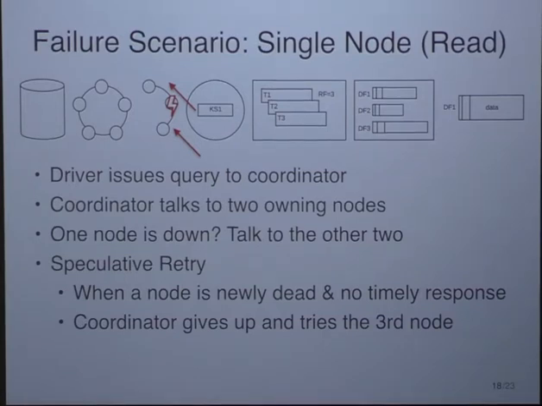So one node is down, it will talk to the other 2 owning nodes if you issue a read at quorum. If a node is newly dead, like it's in a big garbage collection and it's about to die, or it hasn't responded in like 5 seconds, the coordinator will talk to 2 of them, and if it doesn't come back fast enough from one of them, it will give up on that one and start talking to the other one. That's something that happens behind the scenes on the server side. You don't even have to think about it. That's called speculative retry.